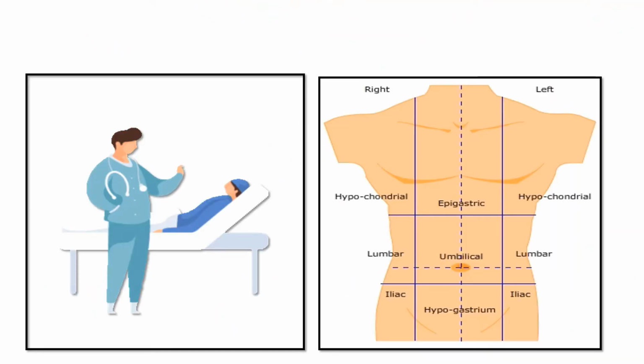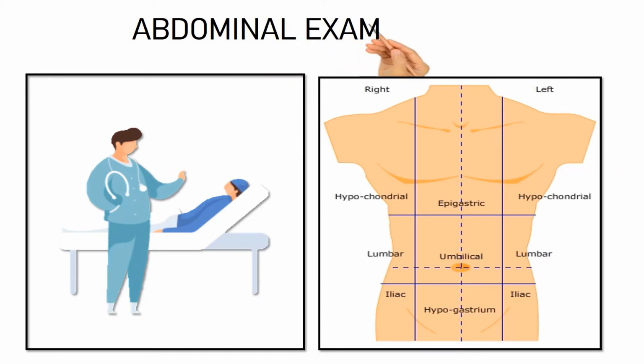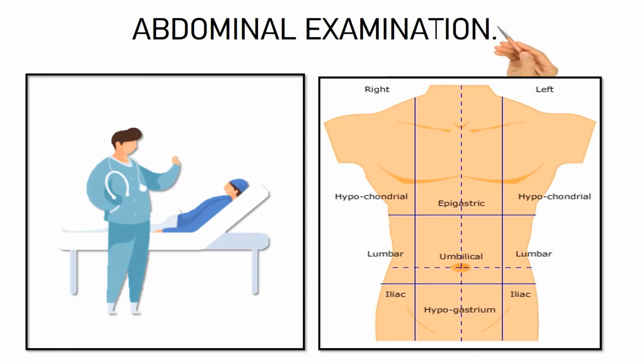Examination of the abdomen. The abdomen is divided into 9 anatomical regions. The upper region has the right hypochondrium, epigastric region, and left hypochondrium. The middle region has the right lumbar, umbilical region, and left lumbar region. The lower region has the right iliac fossa, hypogastric region, and left iliac fossa.